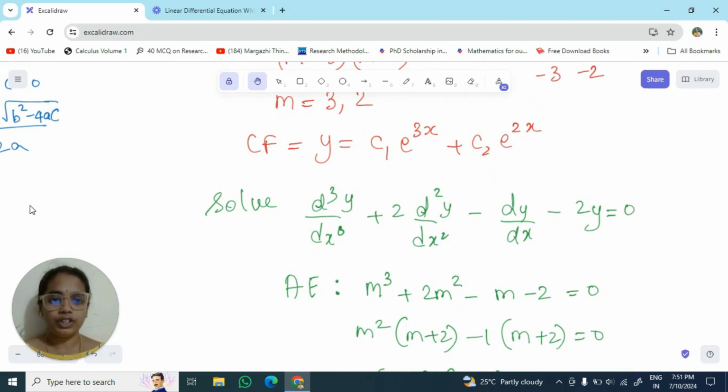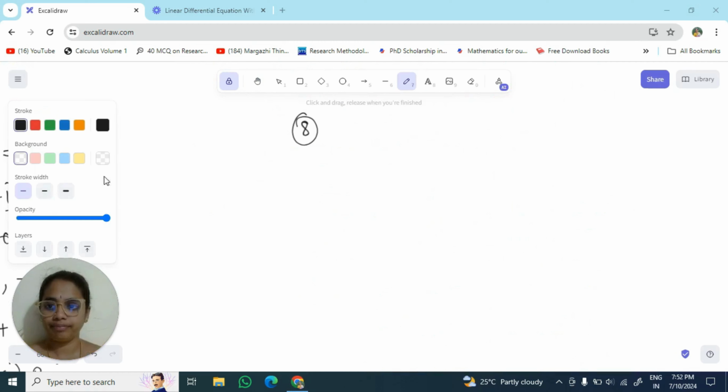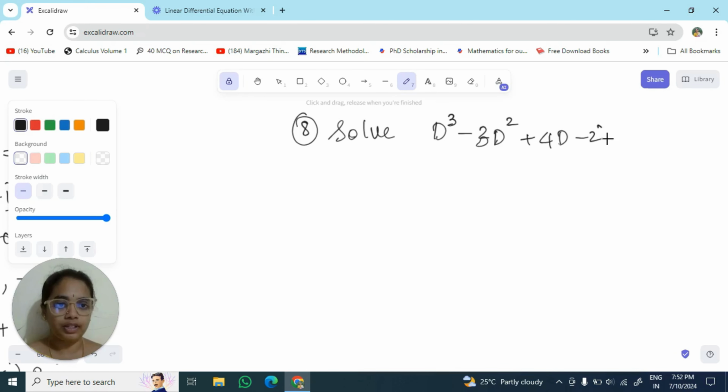Okay, so moving on, let us solve another question now. The question says solve the equation (D cube minus 3D square plus 4D minus 2) whole thing into y is equal to 0. Now to solve this equation, try using that inspection method. If we take out D square as common, we will not be able to write it, right?